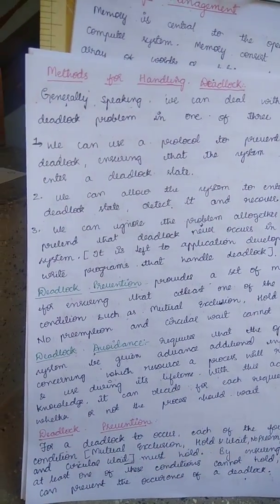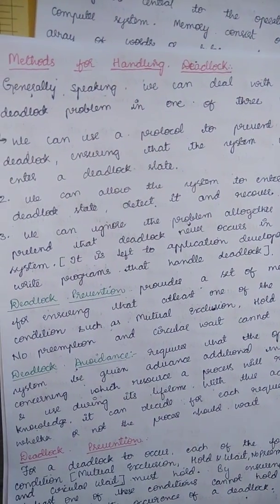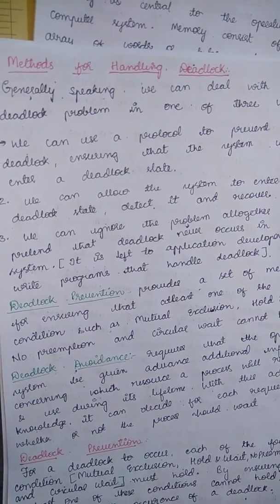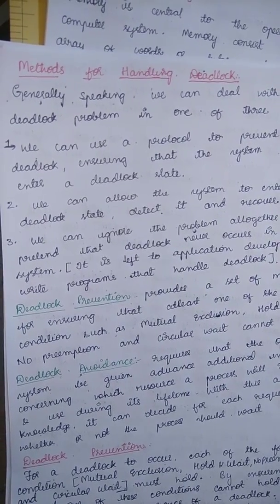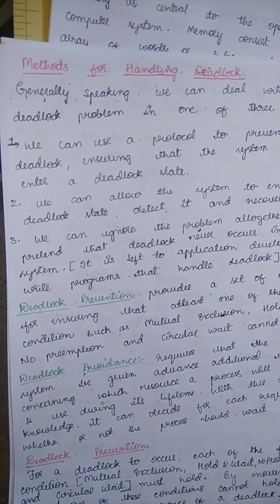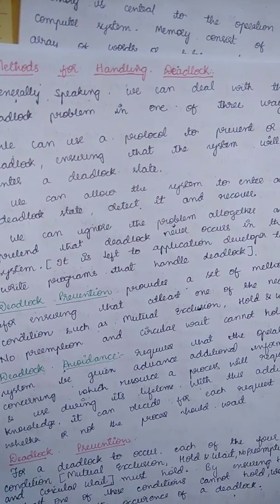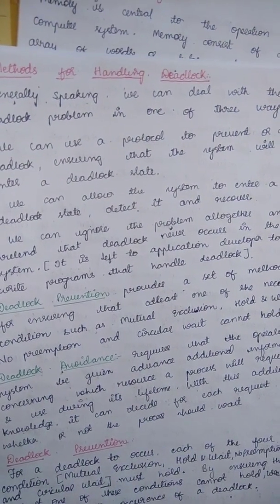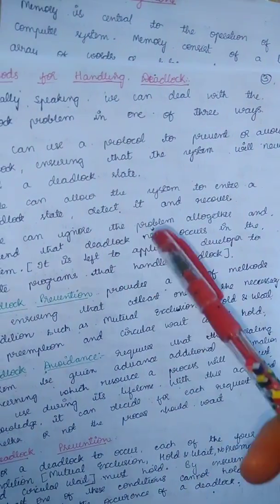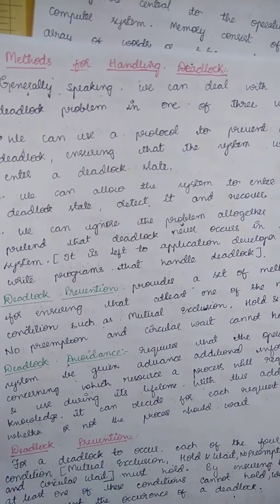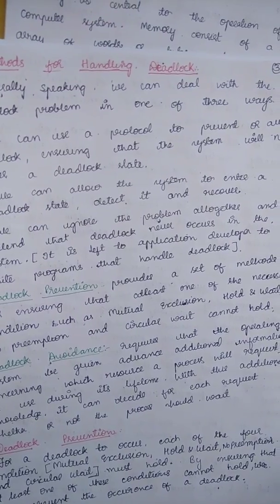Next, we will discuss the methods for handling deadlocks. Generally speaking, we can deal with deadlock problems in three ways. The first is that we can use a protocol to prevent or avoid deadlock, ensuring that the system will never enter a deadlock state. That is, we follow a protocol where we can avoid the deadlock. The second is we can allow the system to enter a deadlock state, detect it, then recover from it. For this, we will be discussing different algorithms also. The third states we can ignore the problem altogether and pretend that deadlock never occurs in the system.